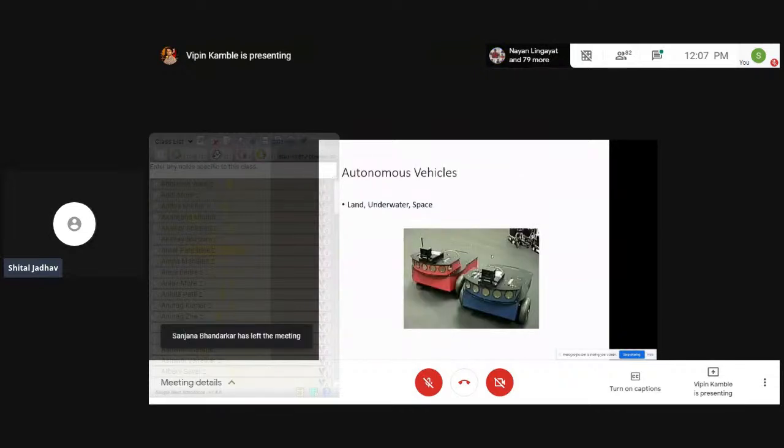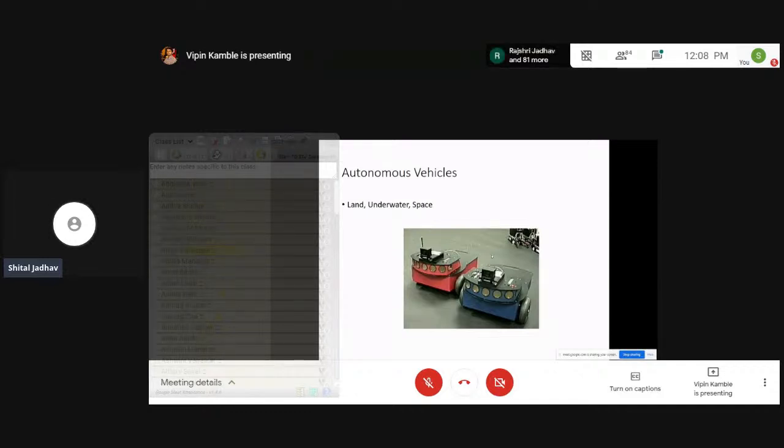Then you have autonomous vehicles. This is one of the favorite topics for students for your technical festivals or competitions, like a line follower robot or puzzle solving robot. So what do they use? They basically use sensors to determine whether any obstacle is there in front or not, or it can have a 2D or 3D map of the area which is present.